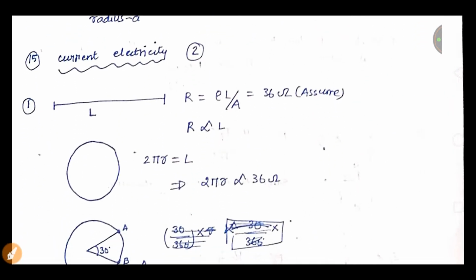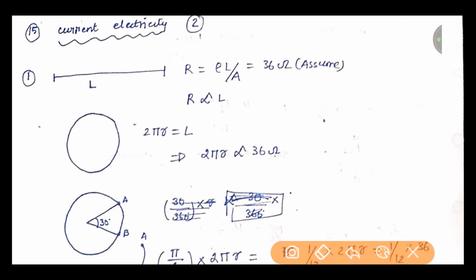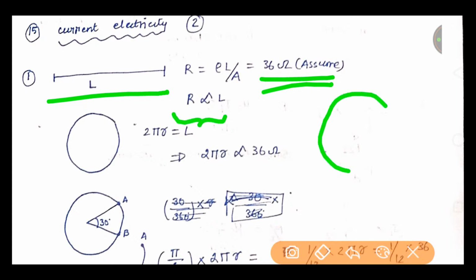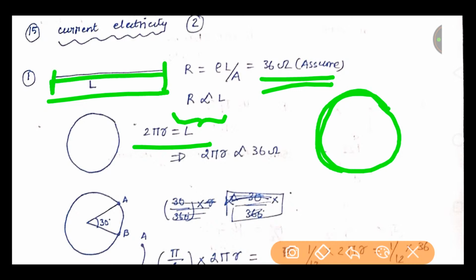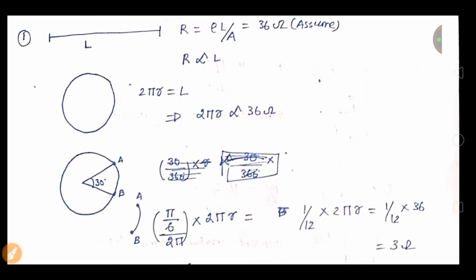Next, current electricity, two questions have been asked. A conductor of length L. What is the formula? R is equal to rho L by A. Assume it is 36 ohm. So R is proportional to L. Now this conductor is made into the shape of a circle. We are using the same wire to form the circle, so L becomes 2 pi R, that is, 2 pi R is equal to L. So 2 pi R is proportional to the same 36 ohm.